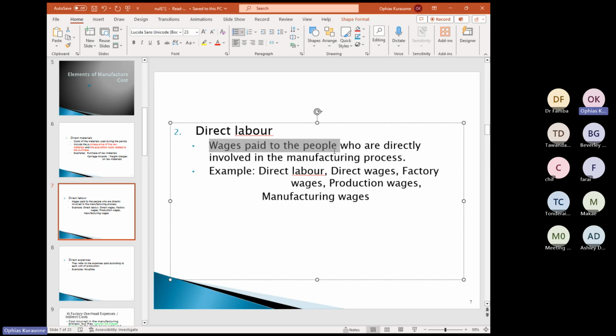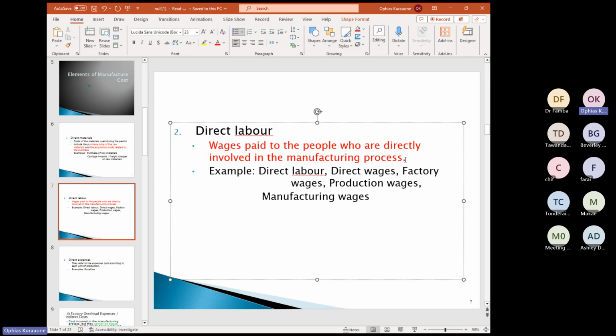So direct labor includes wages paid to people who are directly involved in the manufacturing process. People who are actually doing the job, maybe in the assembly industry, maybe assembling the parts of a car. Those people who are directly involved in the process, that is direct labor.